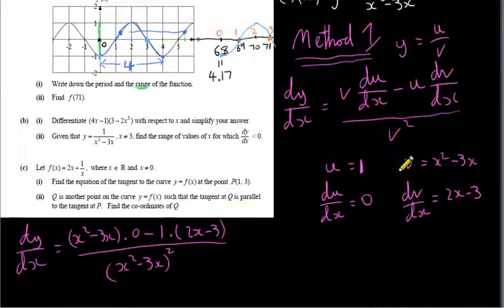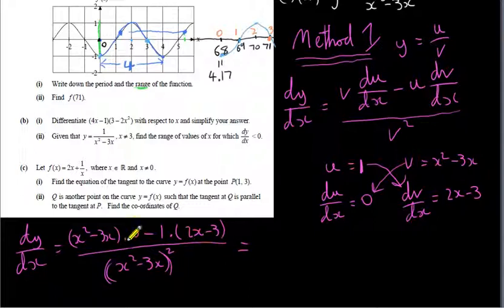So here it is. We multiply v by du dx, and then subtract u times dv dx. So we have x squared minus 3x times 0 minus u, which is 1, times 2x minus 3, and then we divide it by v squared. So v is x squared minus 3x, and we have to square it in the denominator.